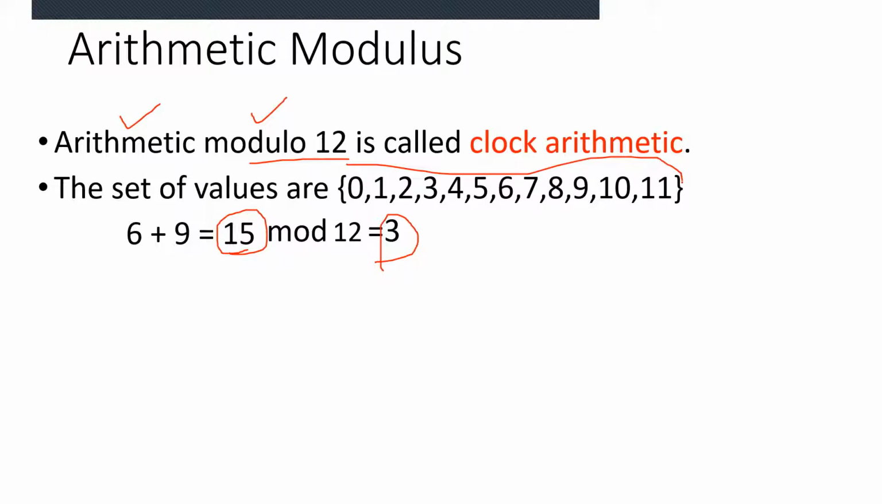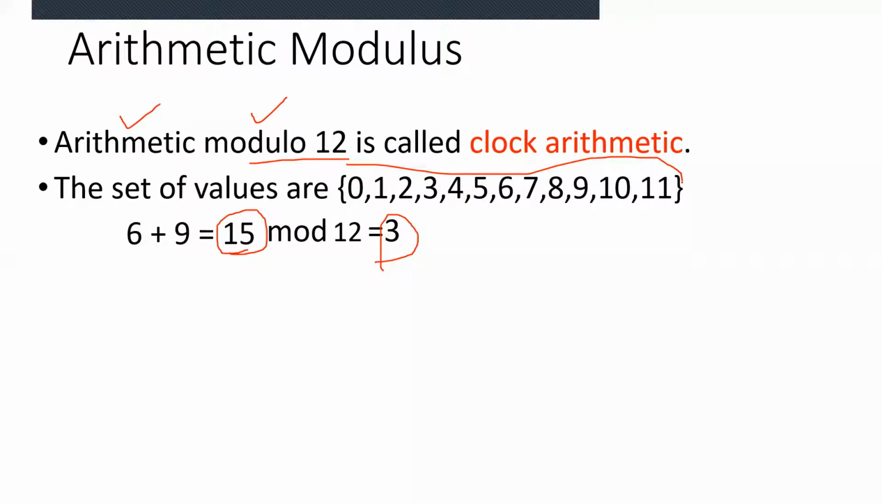Understood? If you want to know why it is called clock arithmetic, it is because on a clock we have only up to 12 o'clock, right? So in order to bring the numbers within the range of 12, you use clock arithmetic. That's why it is named clock arithmetic.